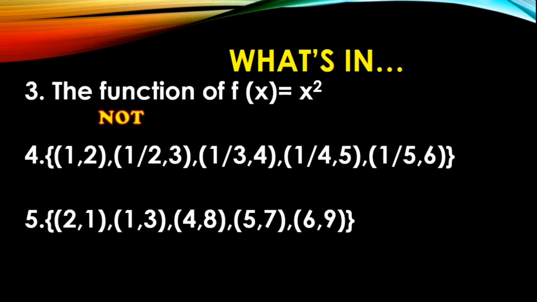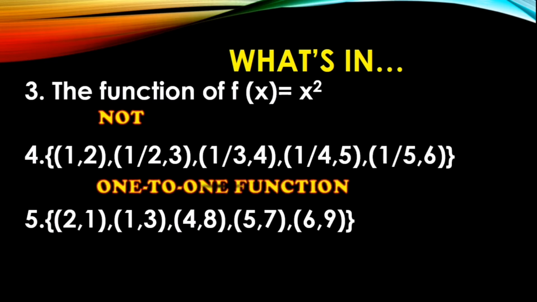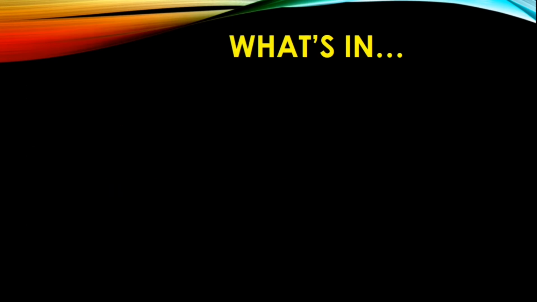Next, we have there the set of ordered pairs (1, 2), (1/2, 3), (1/3, 4), (1/4, 5), (1/5, 6). So as you have observed there, there is no repetition on the x and y values, so this is a one-to-one function. For number 5, set of ordered pairs, we have the pairs (2, 1), (1, 3), (4, 8), (5, 7), (6, 9). The x and y values have no repetition, so it is a one-to-one function.